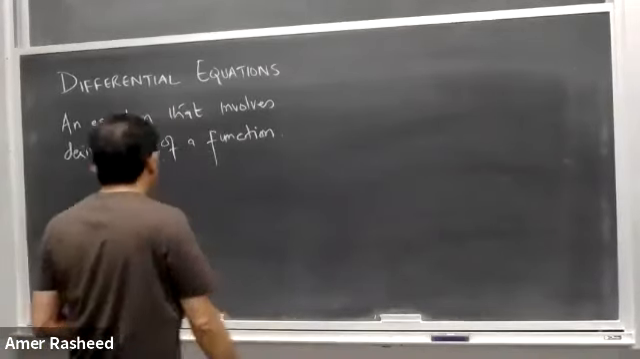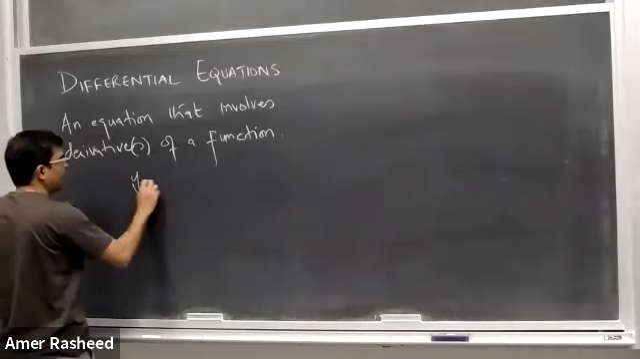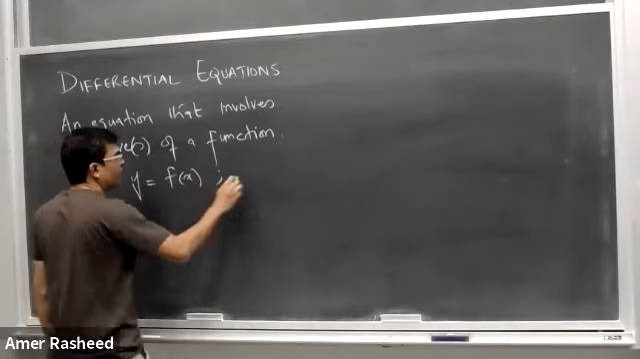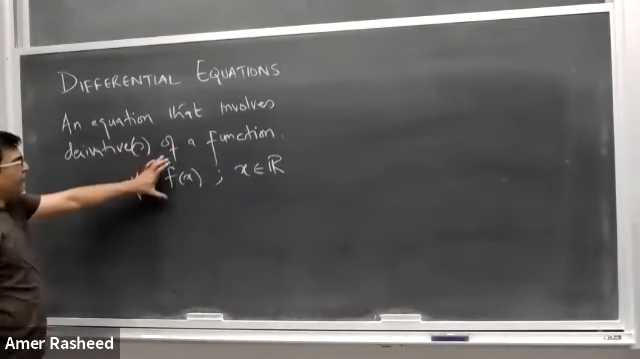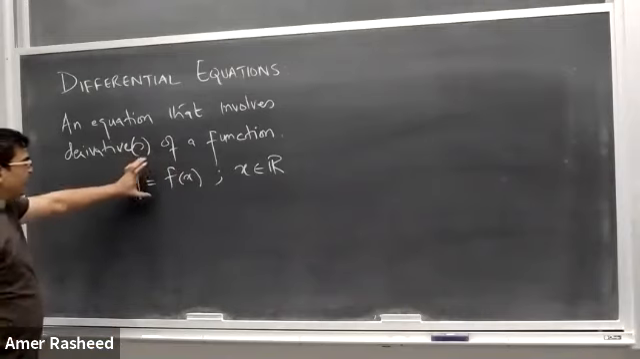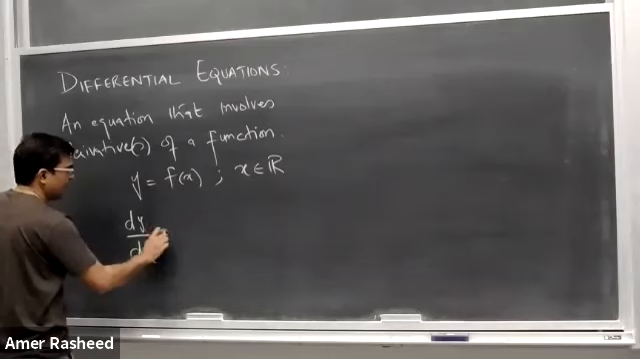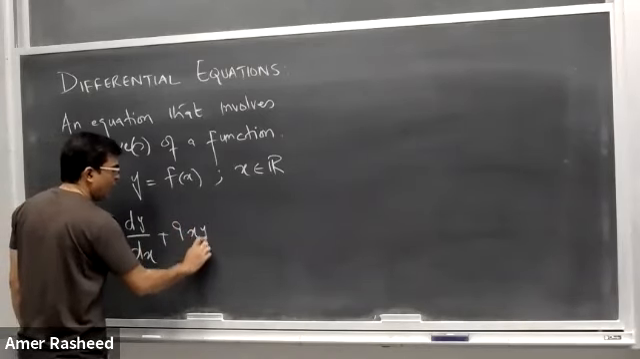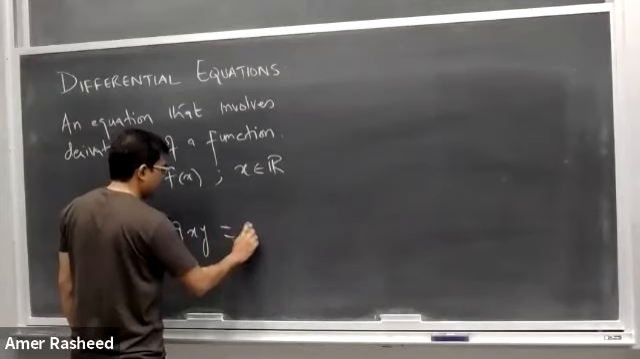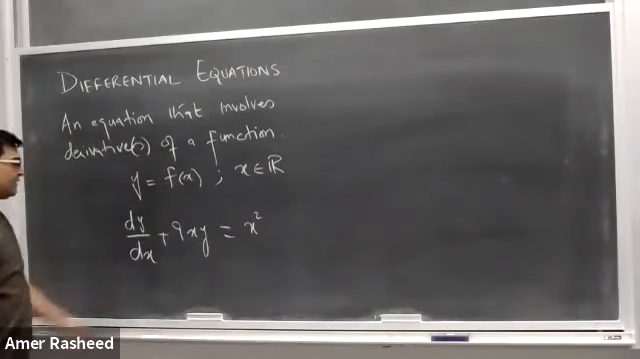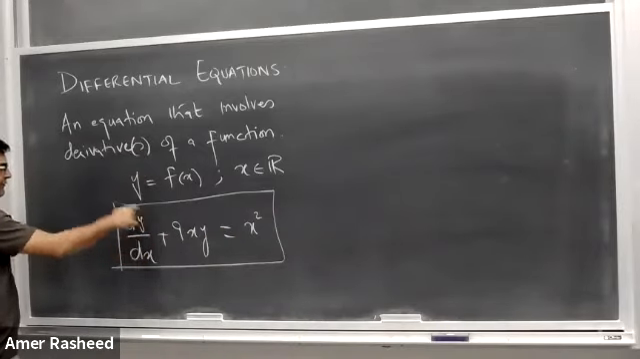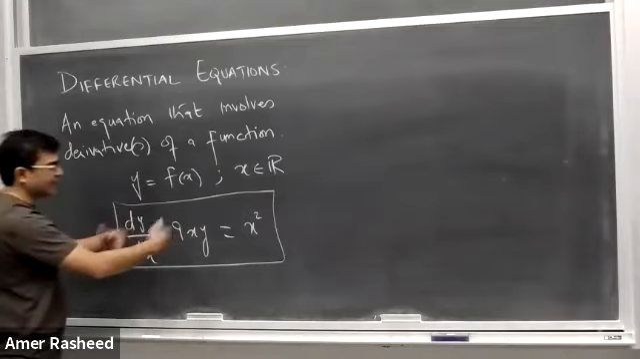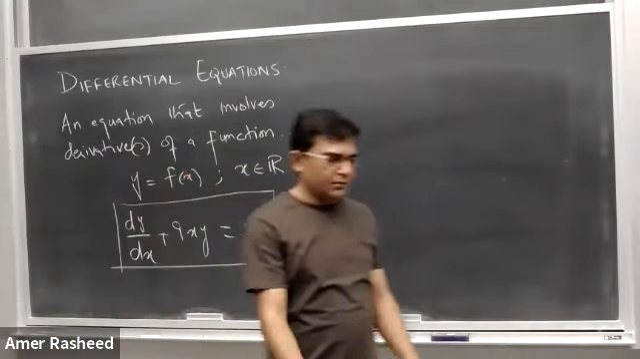I hope you know what a function y equals f of x is. If this is a function and x belongs to R, then any equation which involves the derivative of a dependent variable, the derivative of f or y, for example dy by dx plus 9xy equals x squared, or sine x, or cos x, involves a derivative of a function. So this is called a differential equation in general.